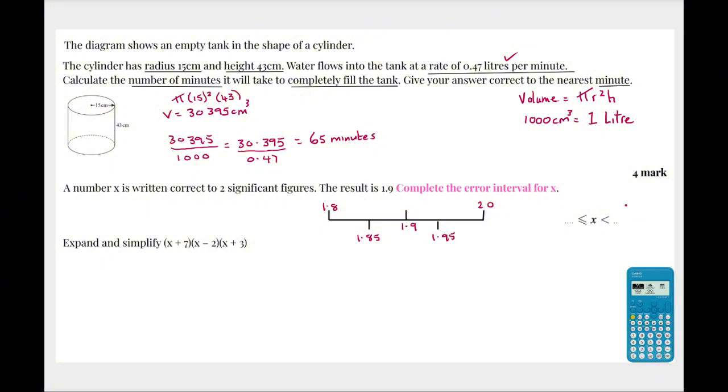So complete the error interval. This is actually from the exam paper. This is what it's going to look like. So we know x can equal 1.85, but we know it can't equal 1.95. And that's your answer. You filled it in. Now, I know most of you guys will know this. It is the beginning of an exam paper and it'll be fine.